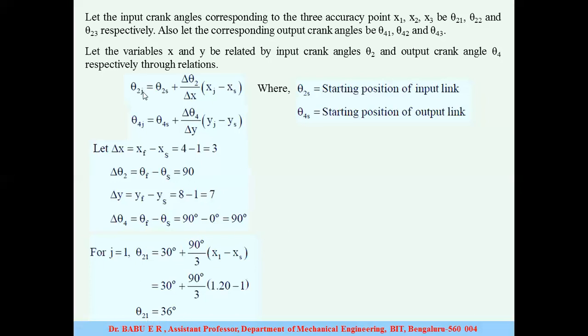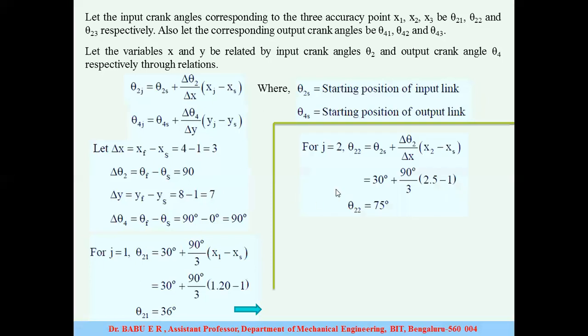Similarly, you substitute the value of j as 2, so we'll get theta 22. For j equals 2, the equation becomes theta 22 equals theta 2s plus delta theta 2 by delta x into x2 minus xs. All the terms are constant, only the value of x2 varies. We just substitute the values, so we'll get theta 22 as 75 degrees.